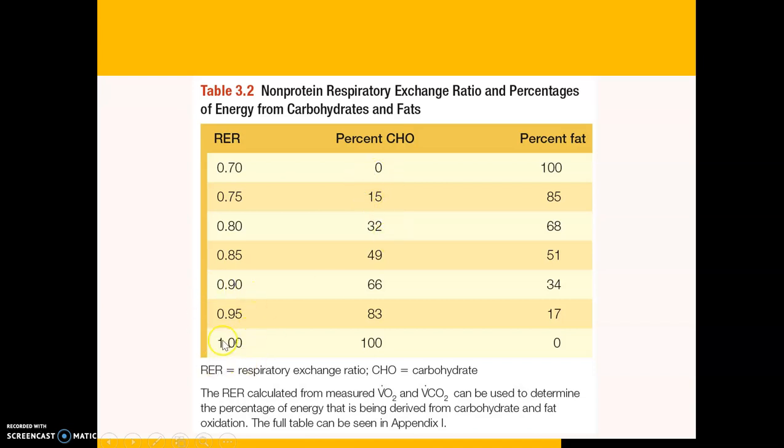Kalaulah RER kita 0.95 here, you can see the fuel utilization is nearly reversed, which is approximately 83% of the energy coming from carbohydrate and 17% coming from fat. And an RER above 0.9 is common for physical activity or exercise that is in the moderate to high intensity range, indicating that carbohydrate is the predominant fuel source for this activity.